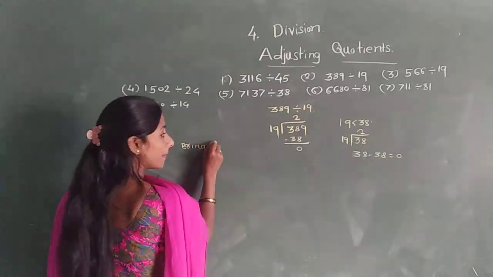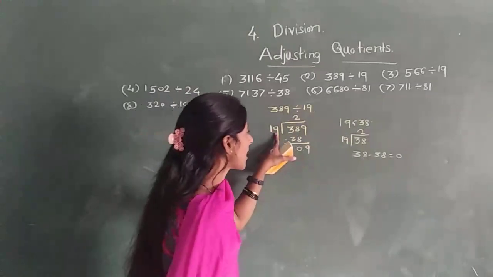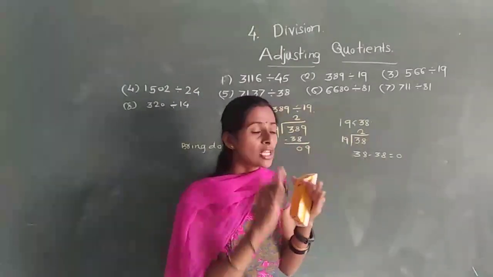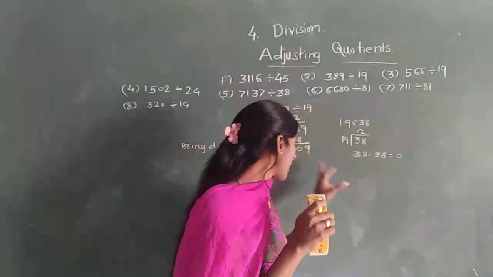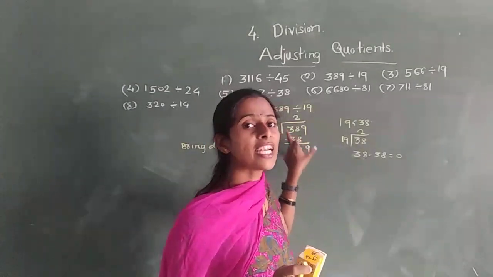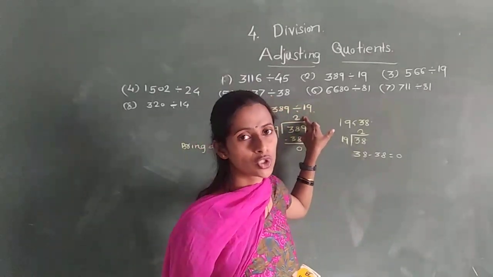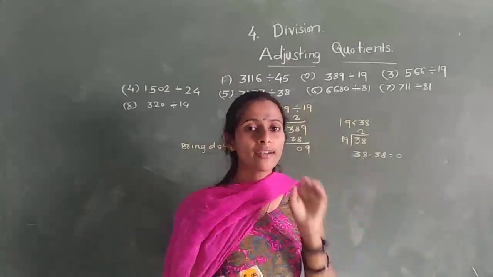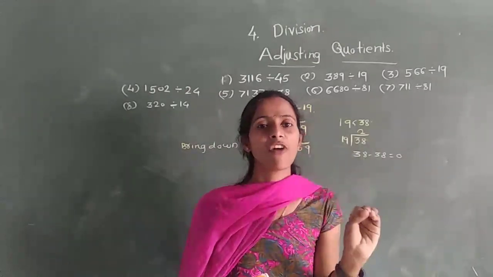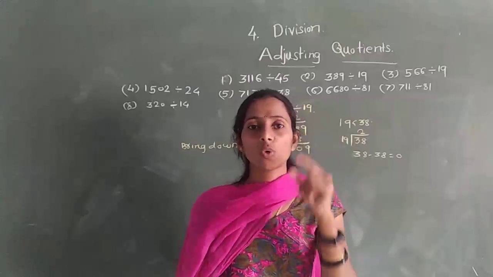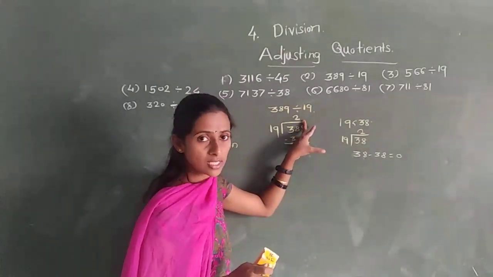Next bring down 9, and 9 is less than 19. Okay, this means after bringing down, if the number is less than the divisor, then write 0 in the quotient. We know that after bringing down, if the number is less than the divisor, then write 0 in the quotient. In the previous lecture we saw this concept.